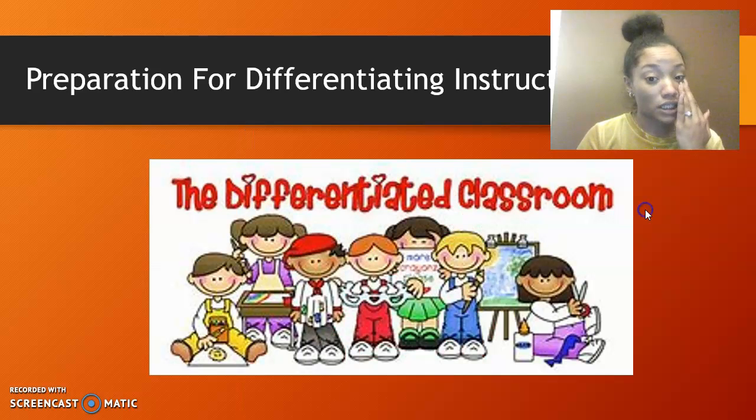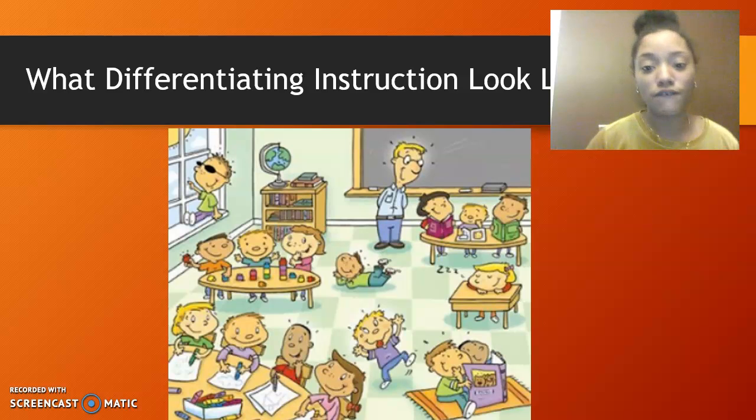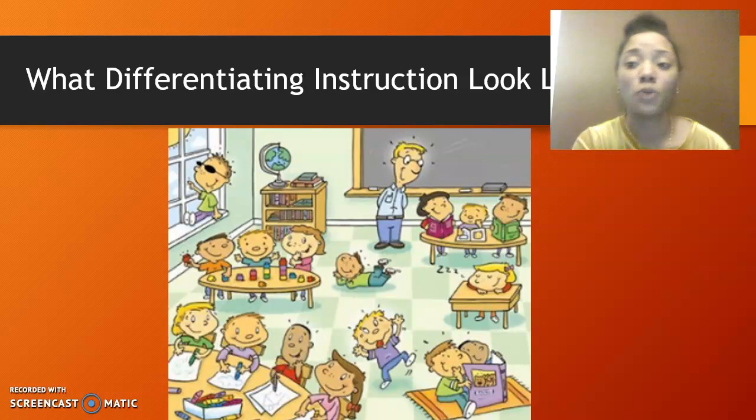What does a differentiated class look like? In this photo, you can see all the children are kind of spaced out and they're all working on separate things. I feel this photo does a great job at showing what it looks like. You have students over here who are focused on reading, maybe they need more help on reading. You have students over here who are focused on math, maybe they need more help with math. Then you have students over here writing, maybe they need more help with writing.